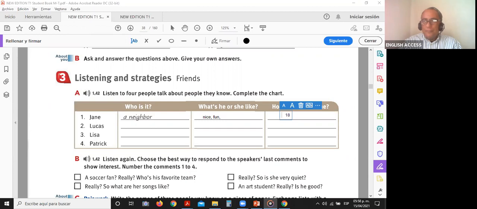Jane. Who's that? It's a great picture. Oh, it's my neighbor, Tip. Actually, his real name is Tom, but everyone calls him Tip. Really? Is he nice? Yeah, he is. He's fun. And he's my age, 18. 18? Really? Is he a student? Yeah, he's an art student.